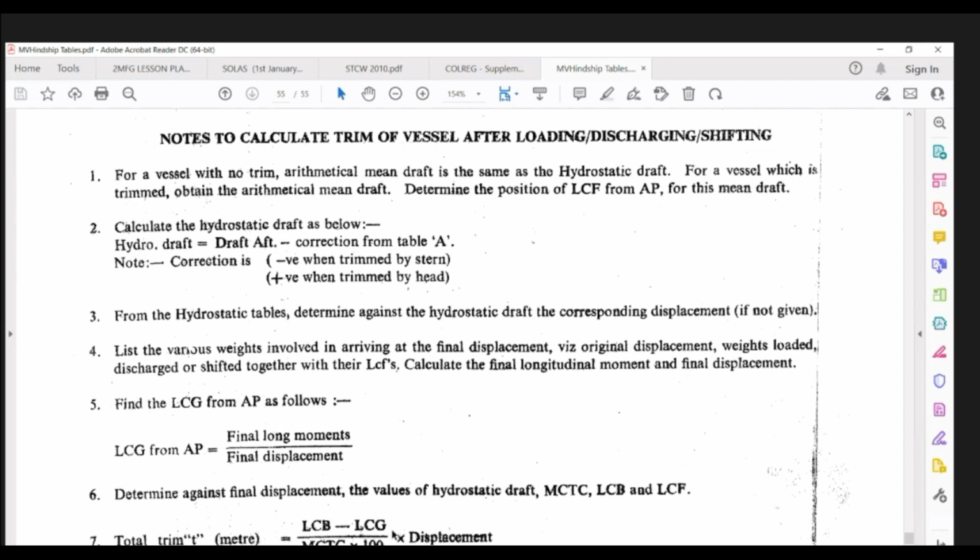Calculation of initial hydrostatic draft. So for a vessel with no trim, all that is given. Now for a vessel which is trimmed, you are given the draft. So what you are going to do, you find the mean draft, and from the mean draft you find the correction to the draft. Calculate the hydrostatic draft as below. Calculate the correction. Either you can use table A for correction, or you use T into LCF by LB. So under both these conditions, you are able to calculate the hydrostatic draft.